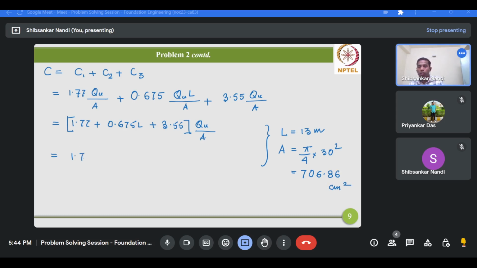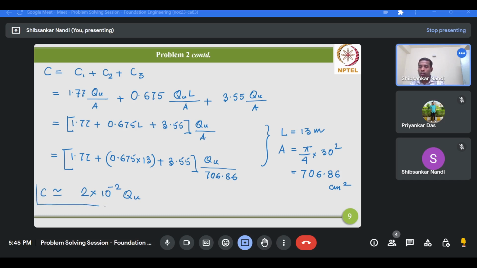So 1.77 plus 0.675 into 13 plus 3.55 Q by 706.86. So this value will be approximately 2 into 10 to the power minus 2. Okay.